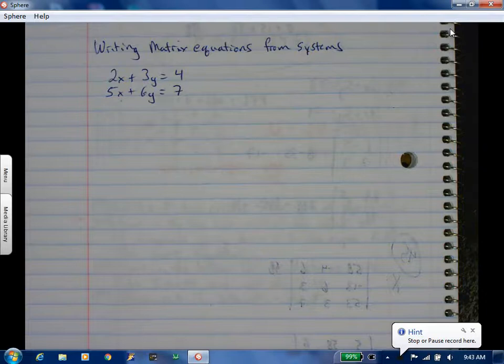So remember, graphing was the first way. The second way was substitution. The third way was elimination. The fourth way was using matrix determinants. And now the fifth way will be called inverse matrices.